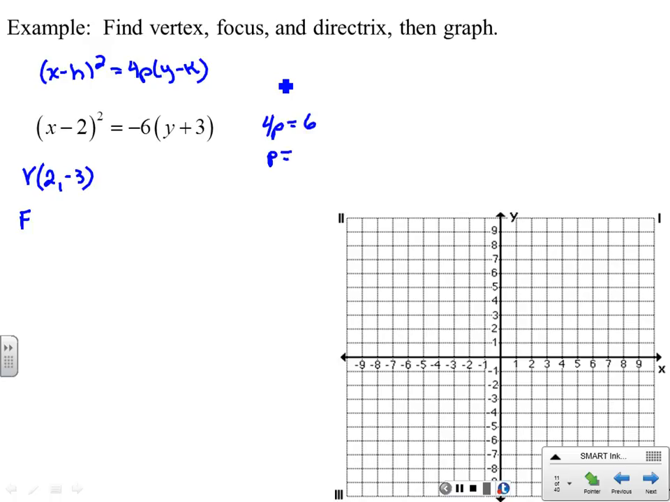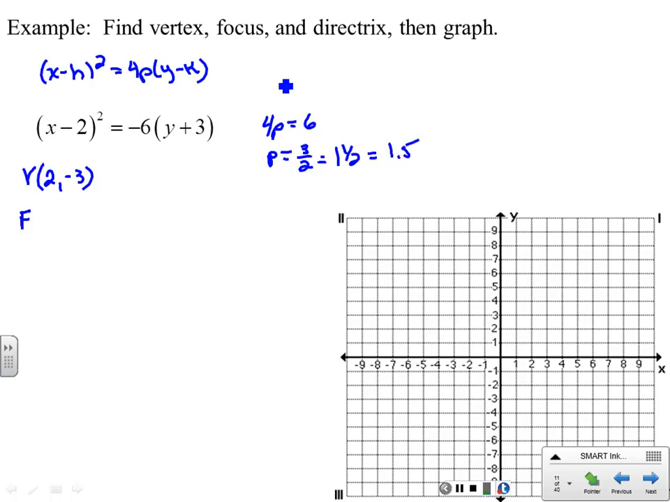And so P is going to be a fraction, but that's okay. It's 3/2. You can do a decimal. If you're more comfortable with decimals, that's fine, because the whole point is to get it graphed, and if it's easier for you to graph a decimal, go for it. Okay, so P is 3/2 or 1 1/2 or 1.5, whichever you prefer.